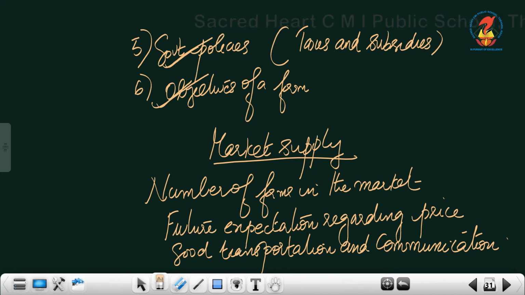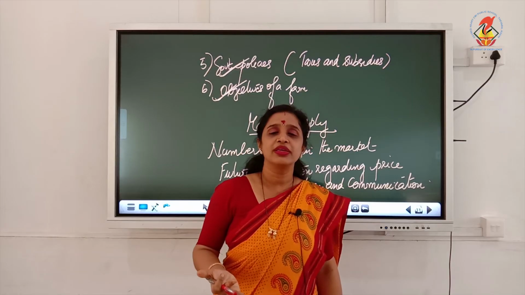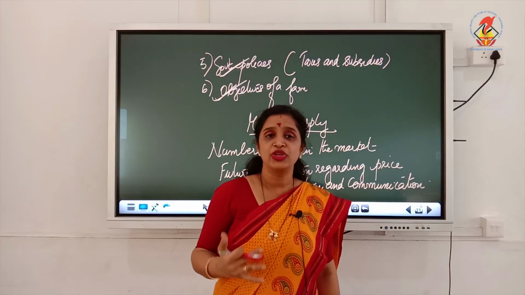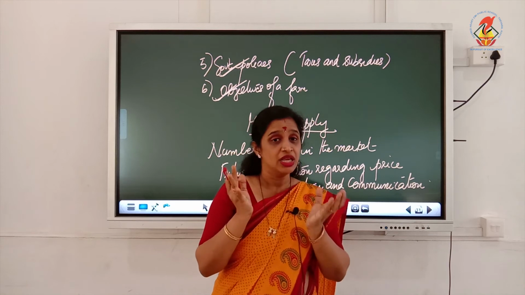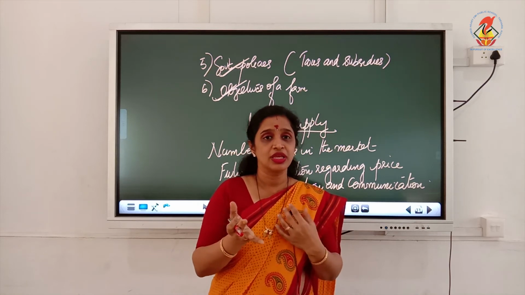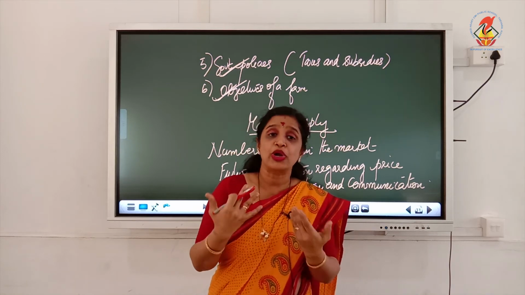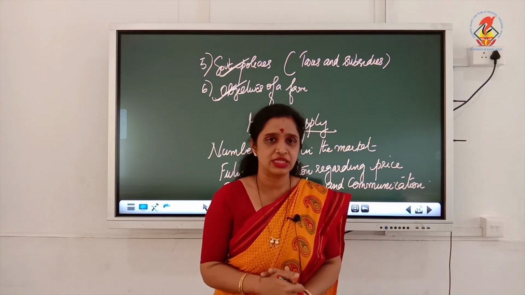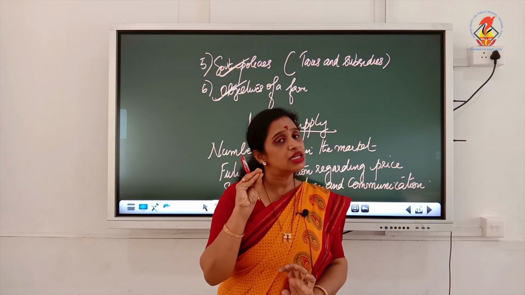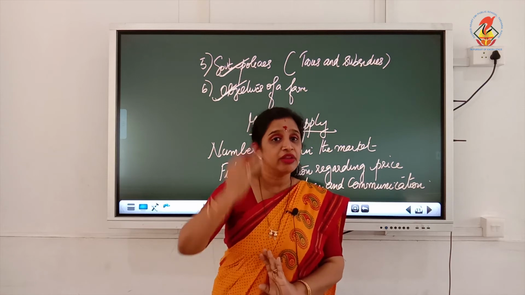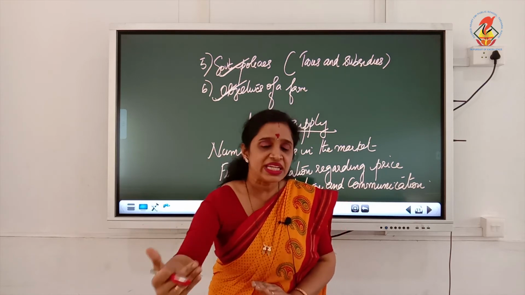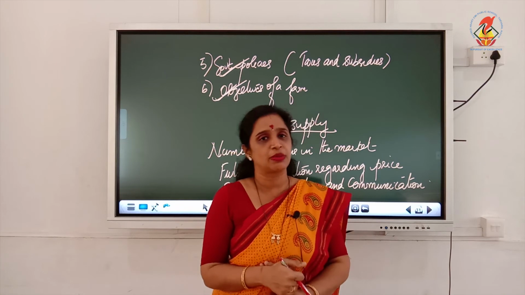Now, the next type of supply, market supply. When we define market supply, it is the total produce which the producers are willing and able to sell in the market. Now, the determinants which we have explained in individual supply will be repeated as the determinants of market supply also.